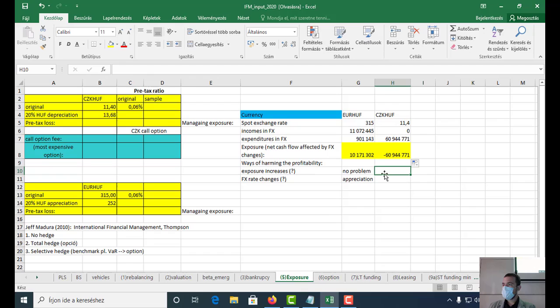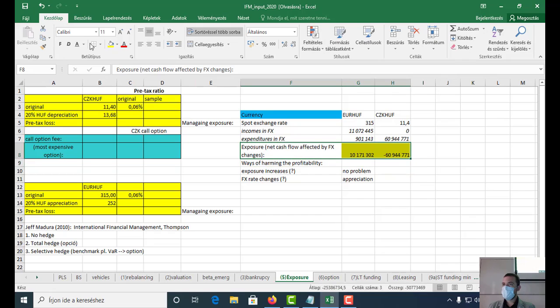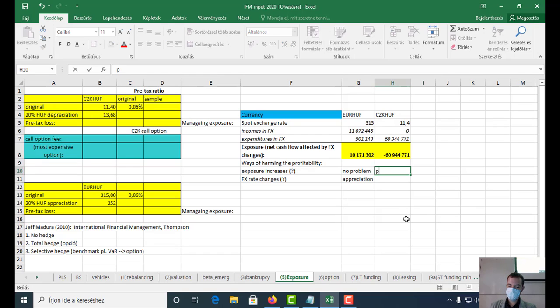And in this case, if the exposure increases, then it's already a problem for us because we are just increasing our losses. What's the formula behind the yellow line? Just incomes minus expenditures. Maybe it looks nicer this way. And in this case, obviously, it will be a problem if we are increasing this.